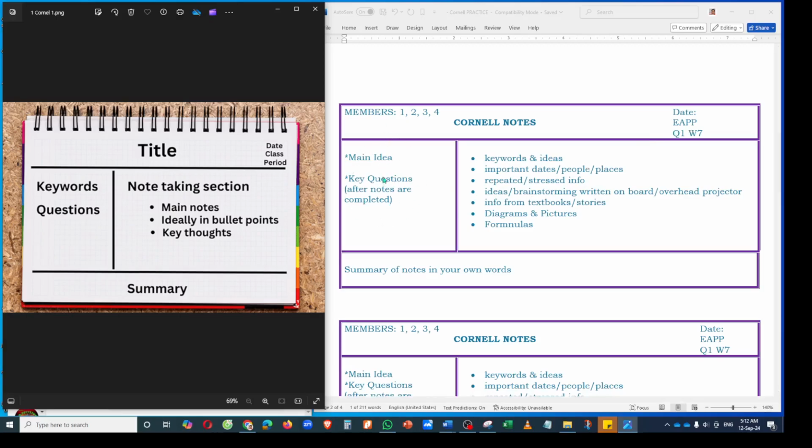You'll have the main idea here and then the keywords, important dates and places, repeated or stressed information. If an information is repeated, ibig sabihin, it's important. That's why you need to take note of it. Another is you have to write your ideas, or brainstorm the information written on the board discussed by the teacher or the professor. And sometimes they also use overhead projectors.